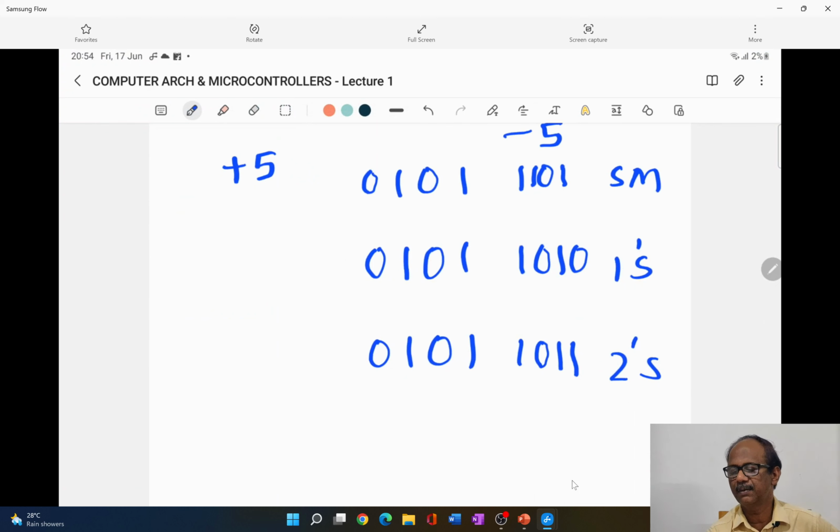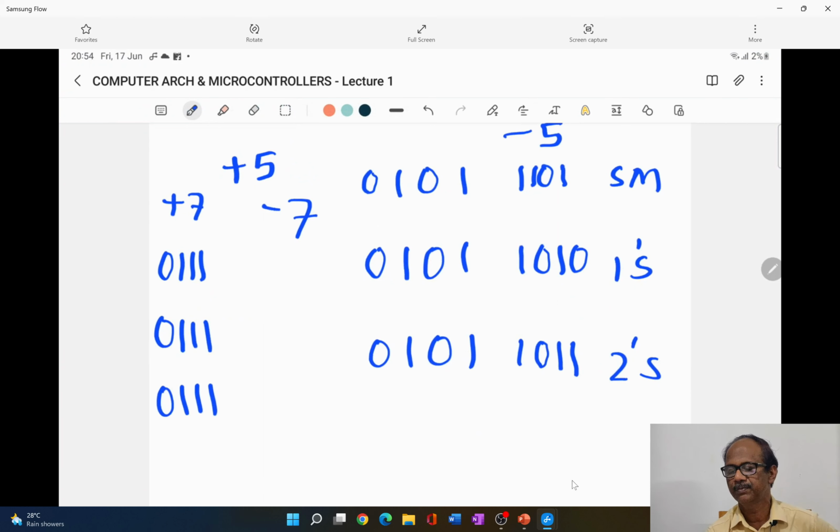Now, let us see another example. We'll consider plus 7 and minus 7 in 4-bit representation, including the sign bit. So plus 7 will be represented as 0, 1, 1, 1 in sign magnitude scheme. It is again represented as 0, 1, 1, 1 in 1's complement scheme. It is again represented as 0, 1, 1, 1 in 2's complement scheme. Coming to negative 7, it will be 1, 1, 1, 1 in sign magnitude scheme. It will be 1 followed by 000, taking 1's complement, in 1's complement scheme, and 1 followed by 001, taking 2's complement, in 2's complement. This is the representation for minus 7.